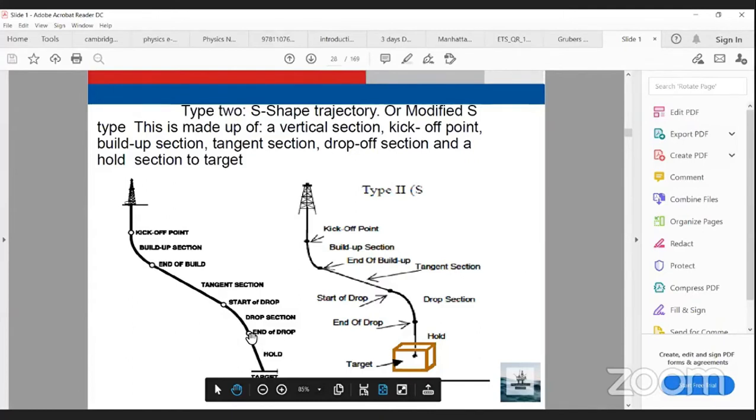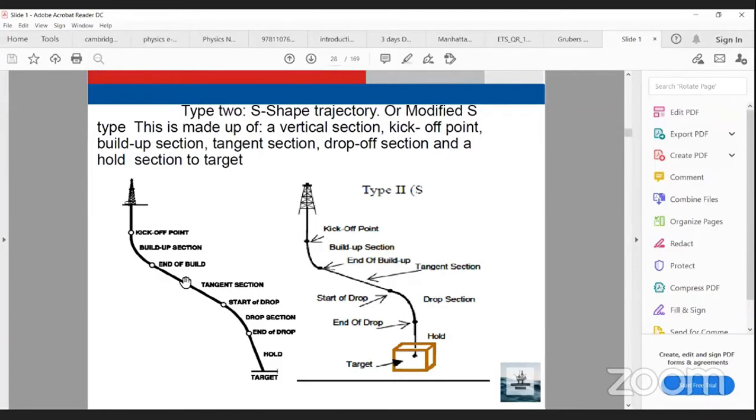It's an S shape. It's more complicated and it takes a lot of effort while executing in the field, and happens in more difficult conditions, but it is required for specific reasons according to the geological plan, according to the target depth, according to obstructions in the hole. Sometimes I need to make an S shape.